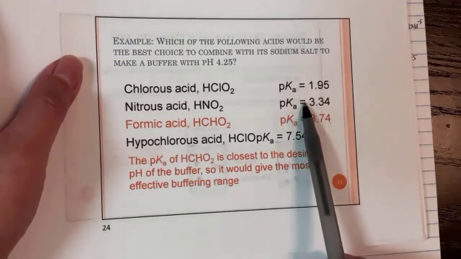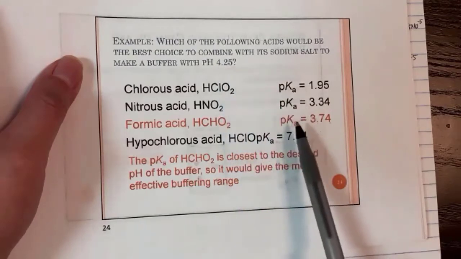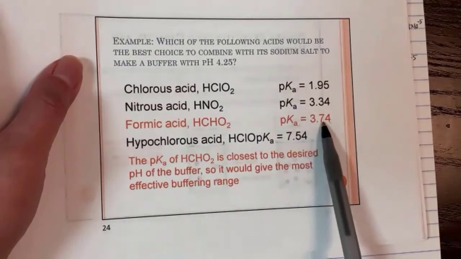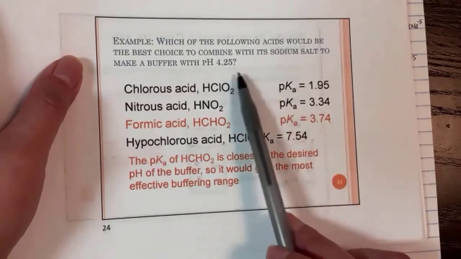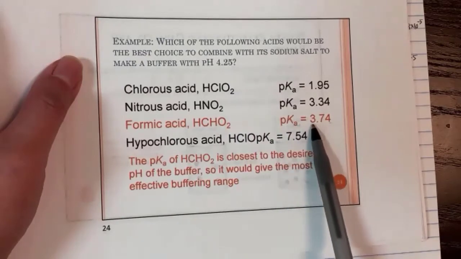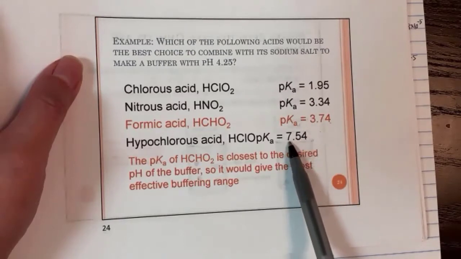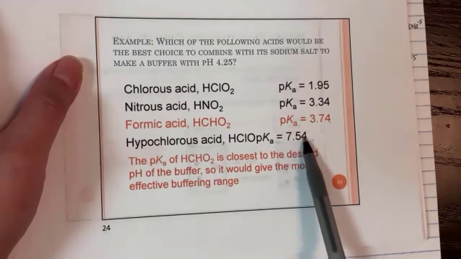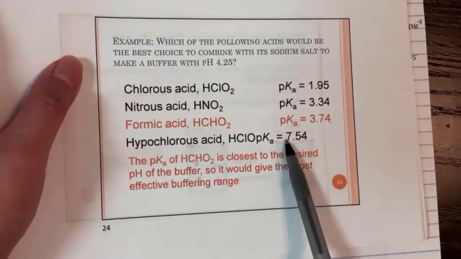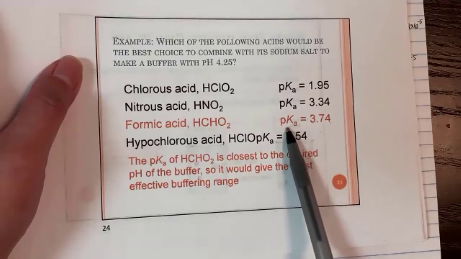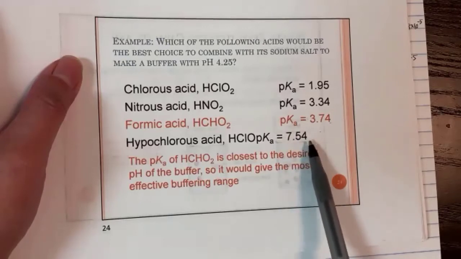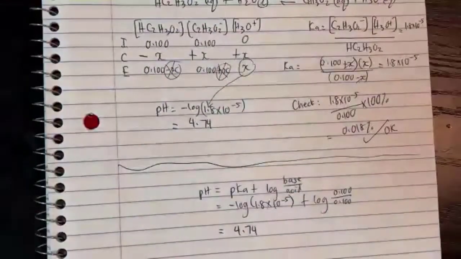So the best buffer to choose is the one that's closest to 4.25. In this case, pKa of 3.74 is the best because it's closest to 4.25, and the range is from 2.74 up to 4.74. If you looked at this acid here, 7.54, that's way too far off. This would be used to make a pH buffer that's a lot higher, like it ranges from 6.54 to 8.54. Okay, so that's what we'll be having to learn.